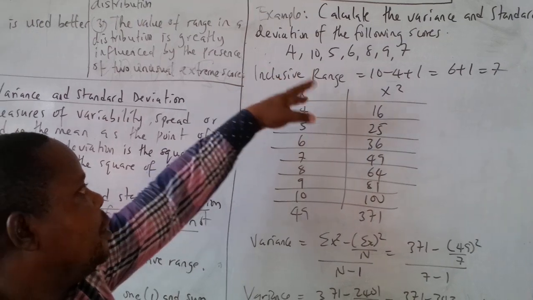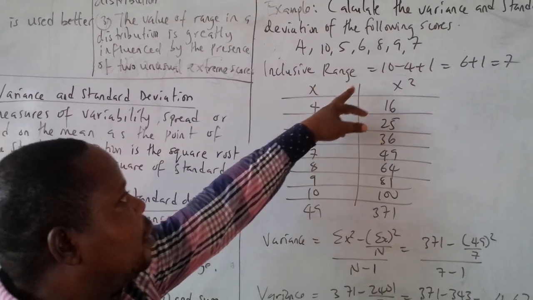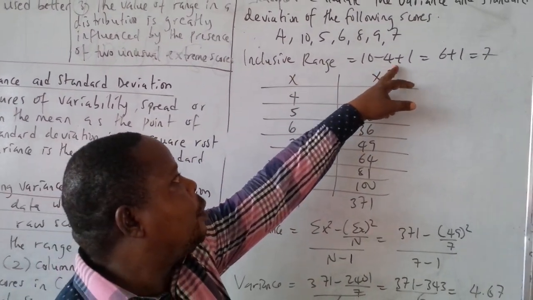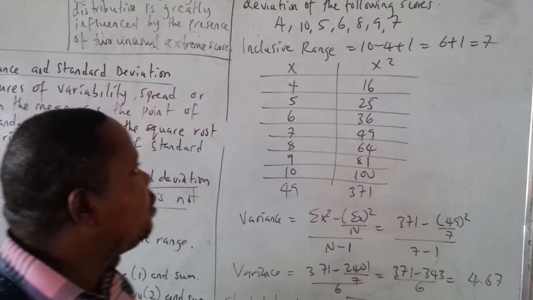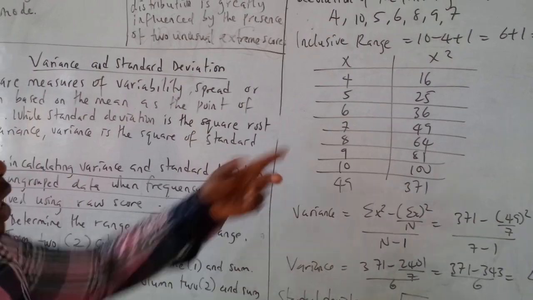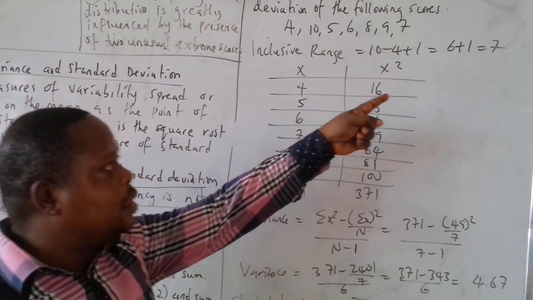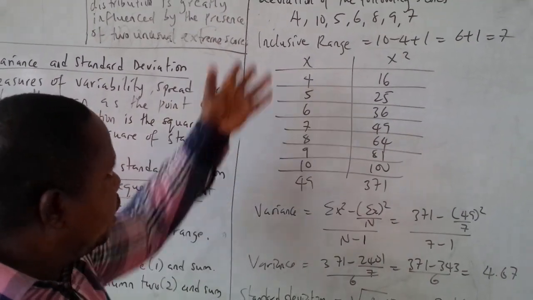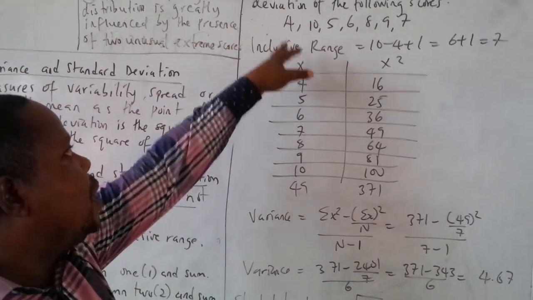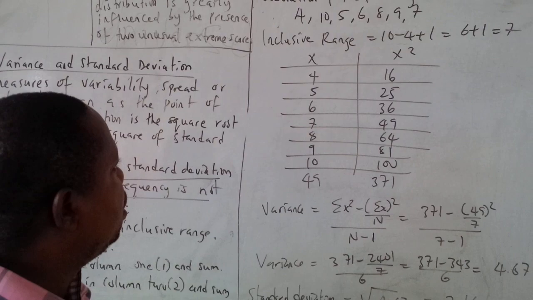Now, first, determine the inclusive range. 10 minus 4 plus 1. And that will give you 6 plus 1, which is 7. The inclusive range is 7. Once you have determined that, the 7 is less than 15. And so this data is ungrouped. And again, the scores are just few. There is no need to group them.